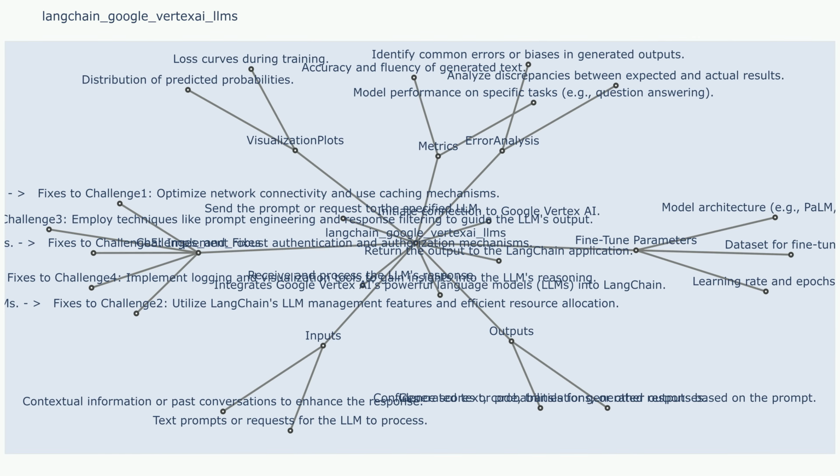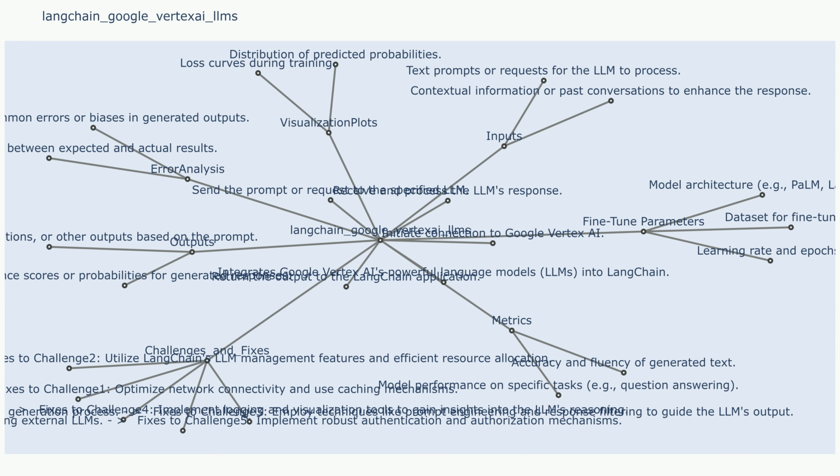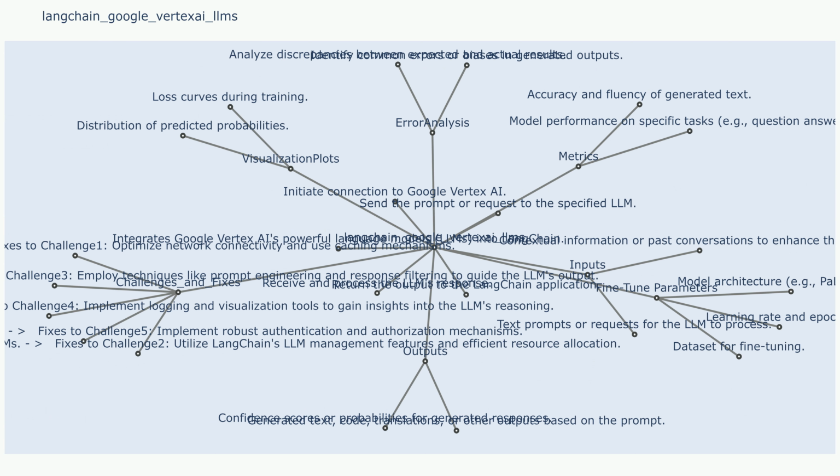LangChain Google Vertex LLMs. Description: explain in detail. The LangChain Google Vertex AI LLM is a powerful tool that integrates the functionality of LangChain with Google Vertex AI's pre-trained and custom large language models. It allows users to leverage the capabilities of Vertex models within their LangChain applications, enabling complex tasks like text summarization, question answering, and content generation.